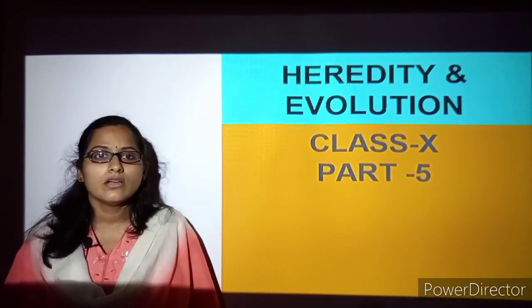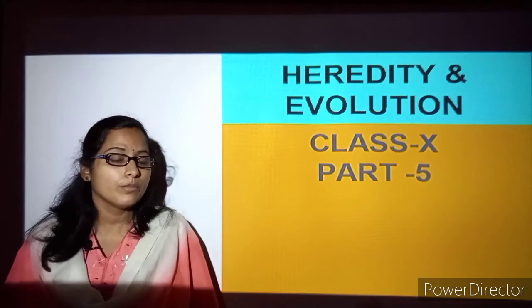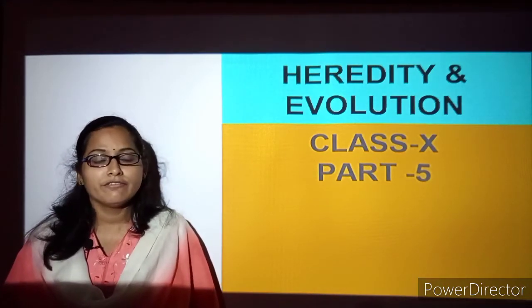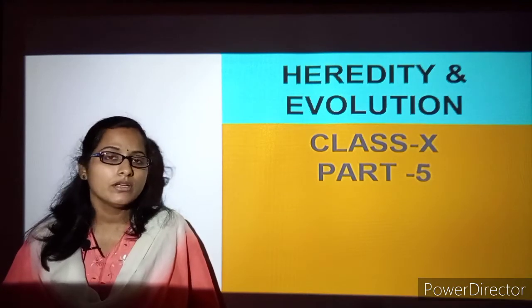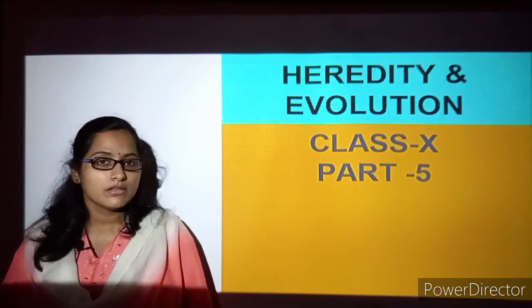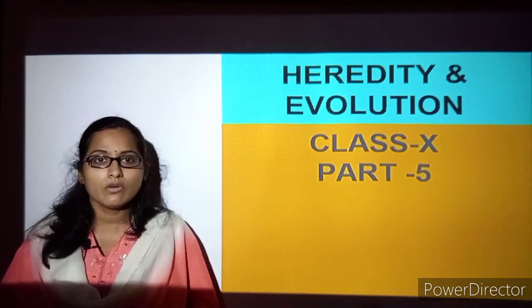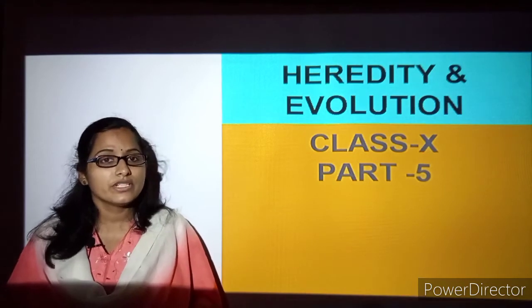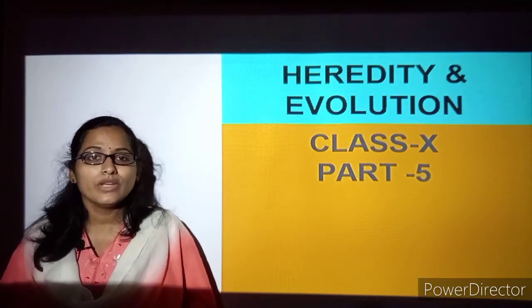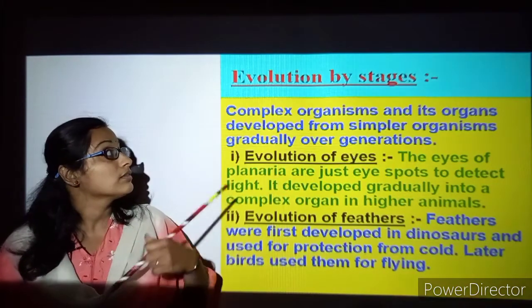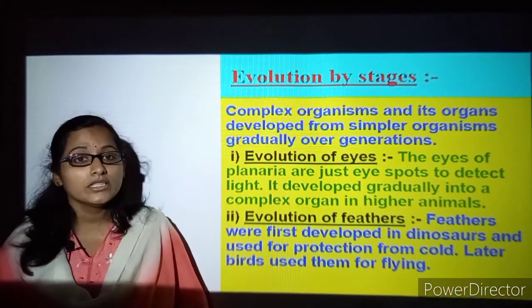Students, here we will be continuing with the topic heredity and evolution, and it's part 5 and the final part of this topic. So we need to understand evolution stage by stage now. So how eyes developed, legs developed, other parts of the organs developed, and with respect to the species and the variations. So let's start with the video now. So let's see evolution by stages.